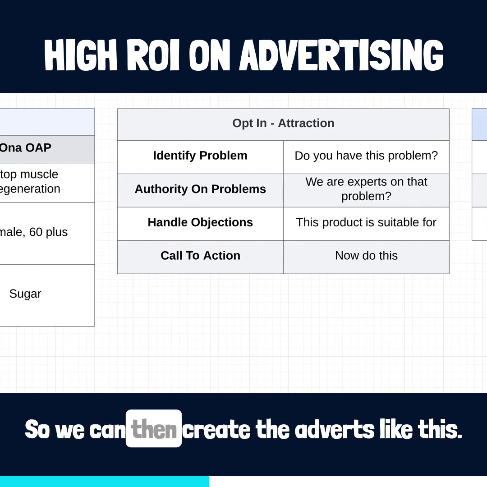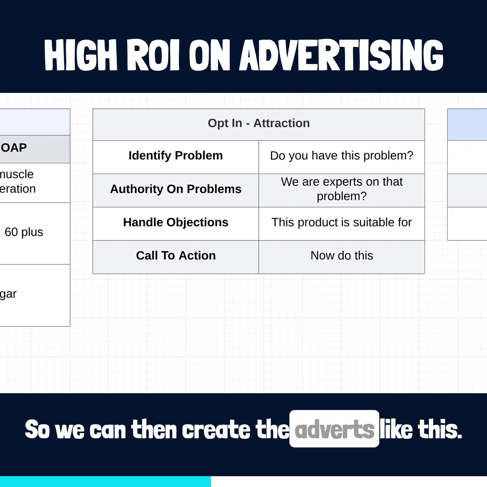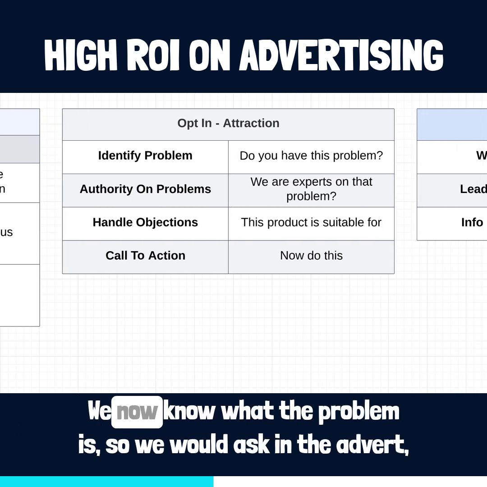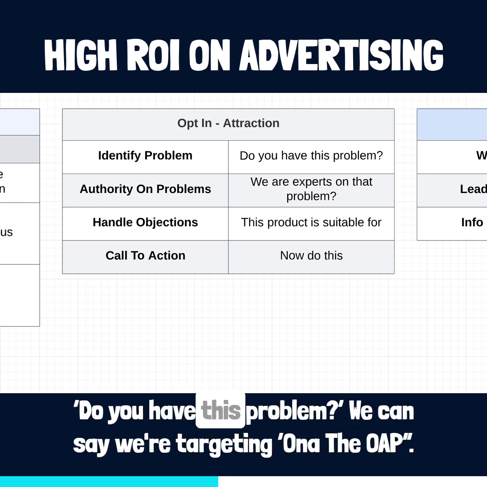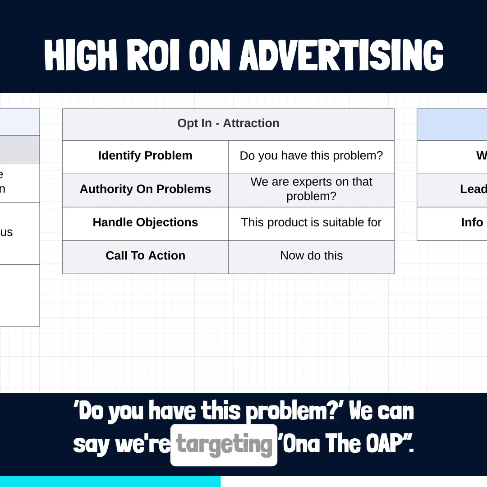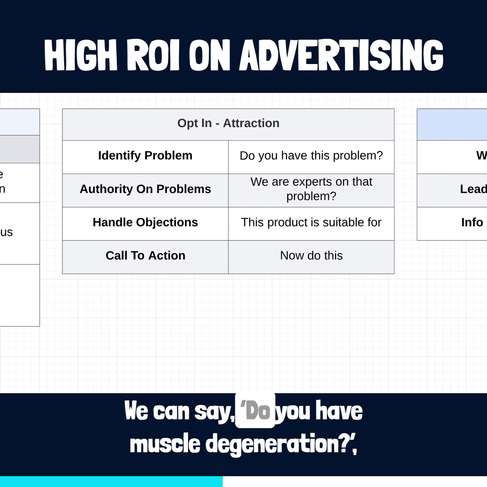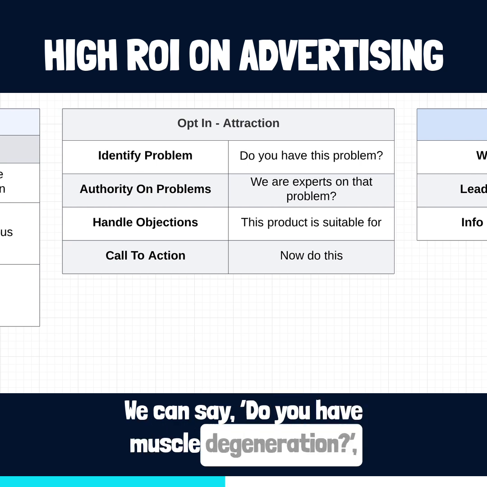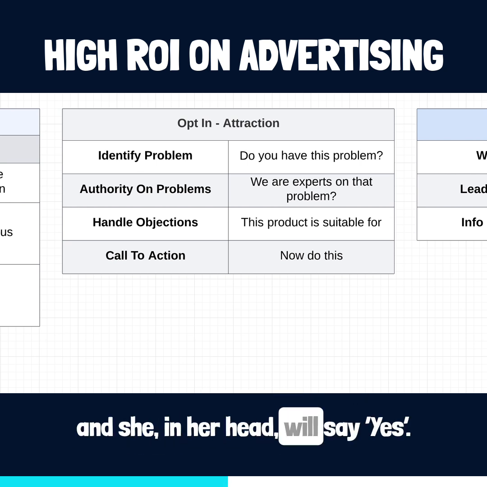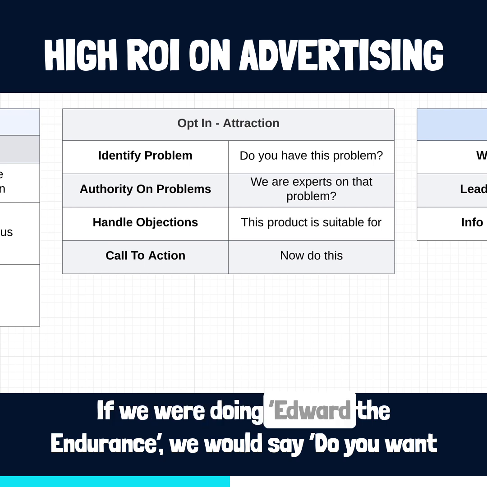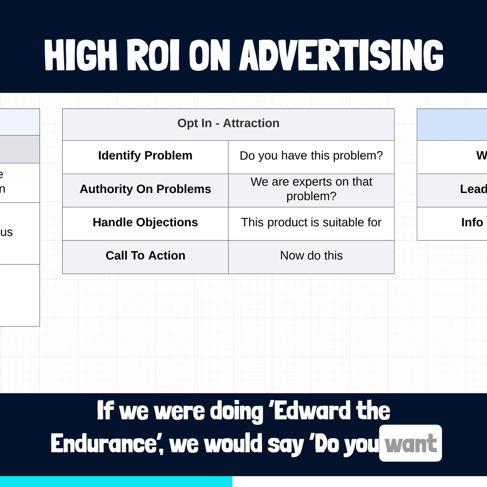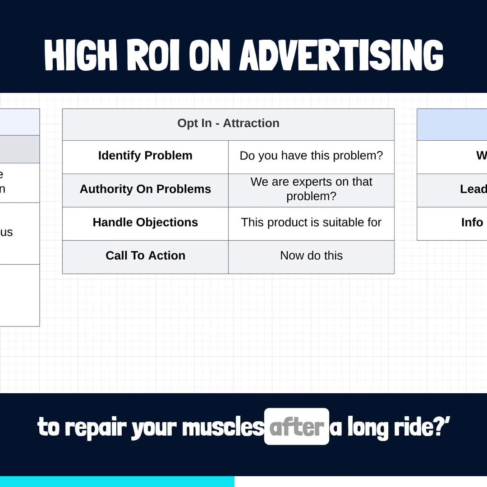So we can then create the adverts like this. We now know what the problem is, so we would ask in the advert, do you have this problem? So we could say we're targeting Owner. We could say, do you have muscle degeneration? And she in her head will say yes. If we were doing Edward the Endurance, we would say, do you want to repair your muscles after a long ride?